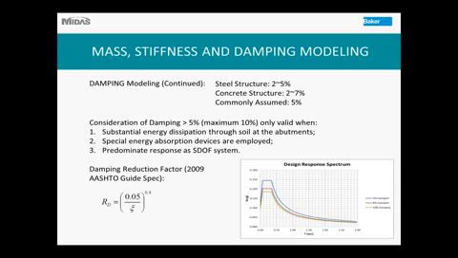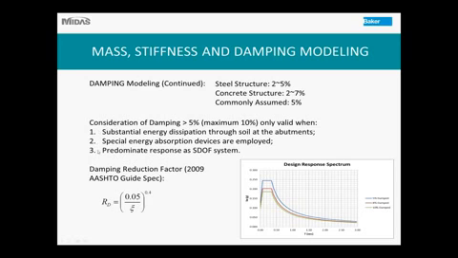In the 2009 AASHTO guide specification code, there is a damping reduction factor, which is given by this formula here. You can take advantage of these damping reduction factors if you're sure that you have damping in your system of more than 5%. The maximum you can go is 10%, which will give you an advantage of 25% saving on your response accelerations.